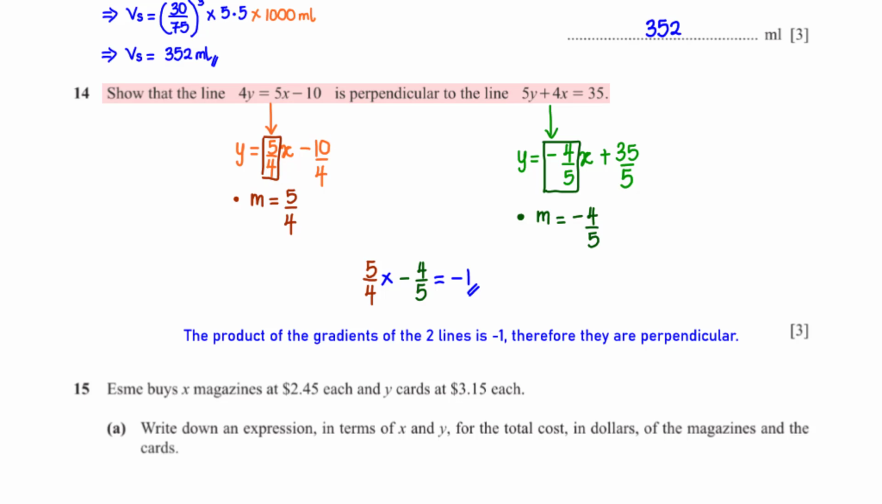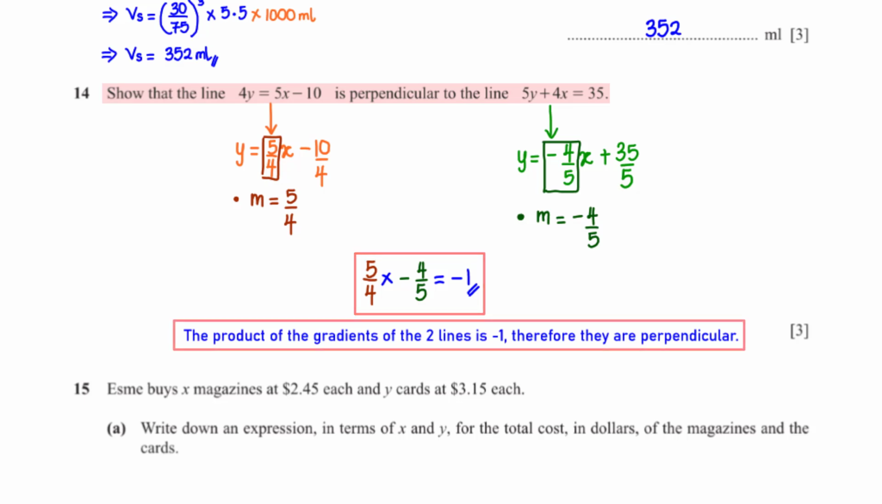We can get the second equation in the form y equals mx plus c by dividing through the equation by 5 and making y the subject of the equation. This gives us y equals negative 4 over 5x plus 35. The gradient m of the line is the coefficient of the x term, which is negative 4 over 5. When we multiply the gradients of the two lines, we get -1. Therefore, one of the lines is perpendicular to the other.